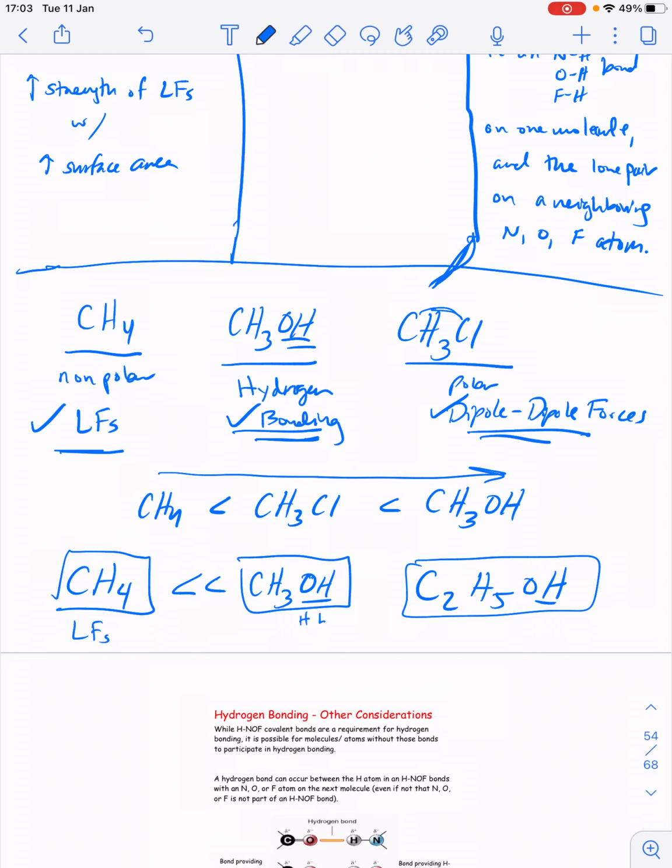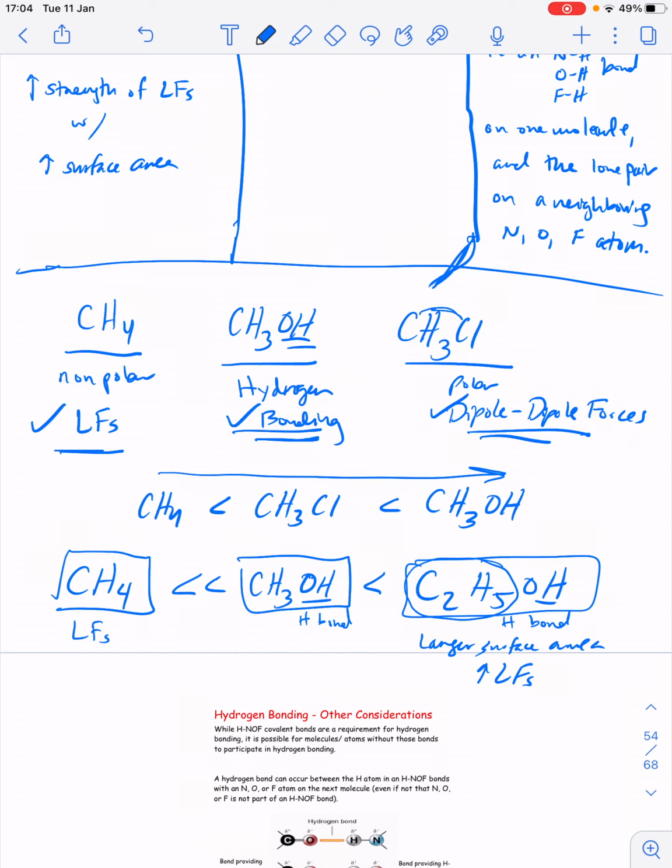Now these both have H bonding. So now we have to think of something else to distinguish them. The key difference here that I can see is that this one has more carbons and hydrogens, so it's bigger. And so the reason why it has a higher boiling point is that it's got a larger surface area, and therefore it's got stronger London forces. So again, I've name dropped all the relevant kinds of intermolecular forces, and I've explained why these things rank differently.